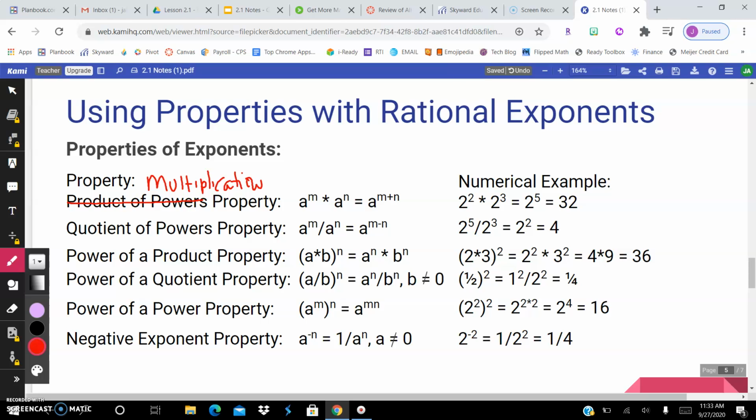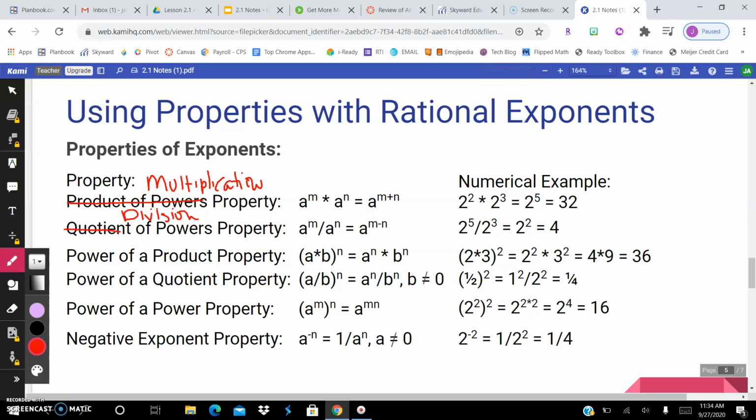The quotient of powers is division. So I guess I shouldn't cross these out. I'm just rewriting them with words that you remember. Remember, product is the answer to multiplication. Quotient is the answer to division. So they're still called those, but they work with division. So if I'm dividing and I have the same base of a, I'm going to subtract exponents. So I'm going to take that top exponent and subtract the bottom exponent.